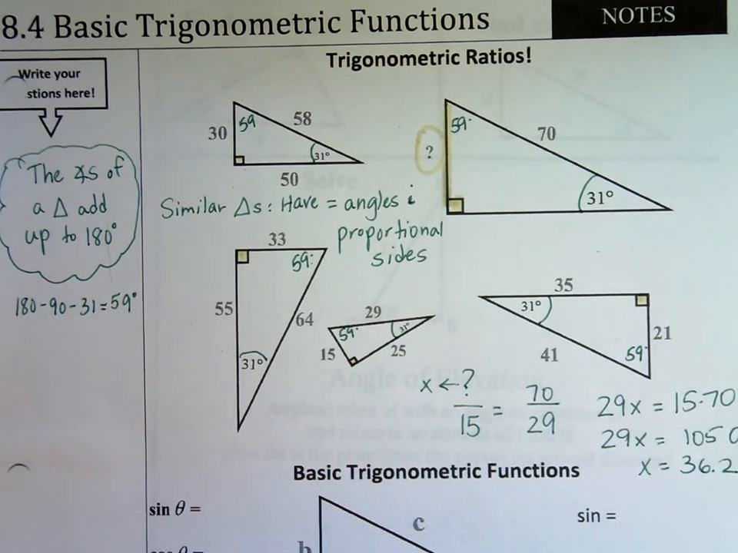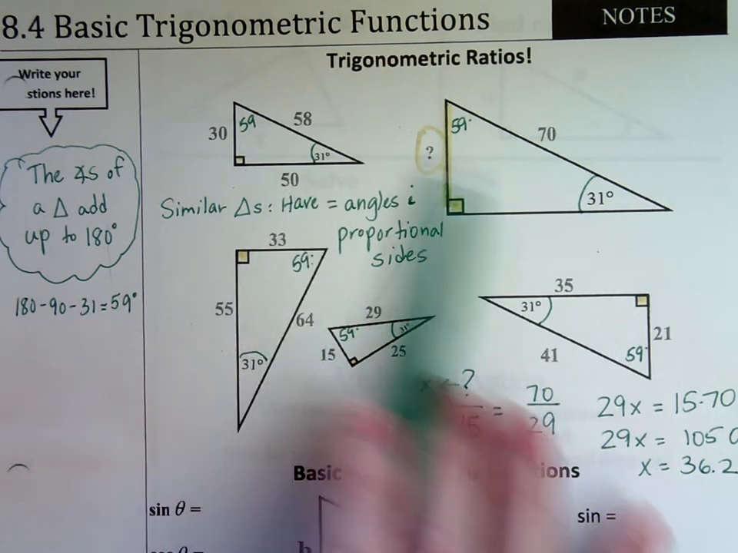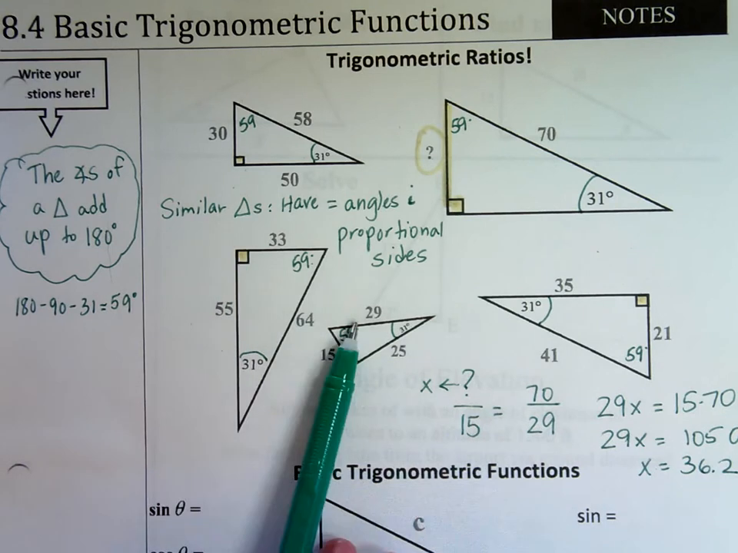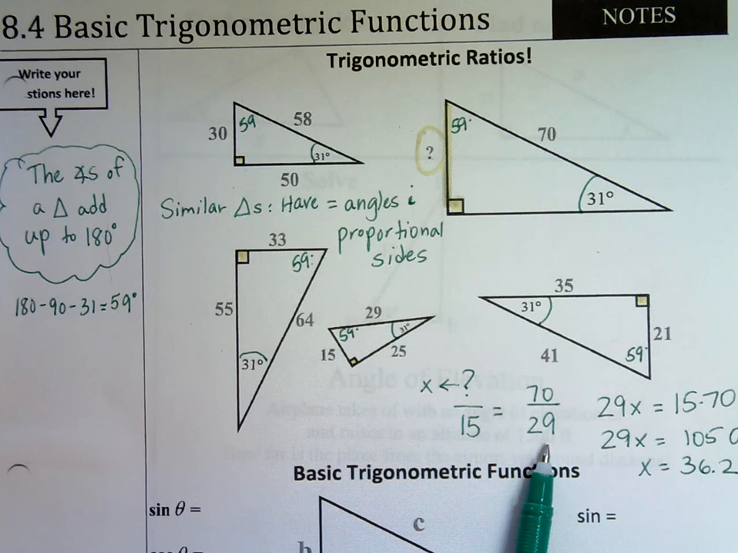All right, so similar triangles have angles that are equal. Everybody's got a 59, everybody's got a 31, everybody's got a 90, but the sides are proportional. In other words, you can set up a proportion to be able to solve for the lengths of those missing sides.